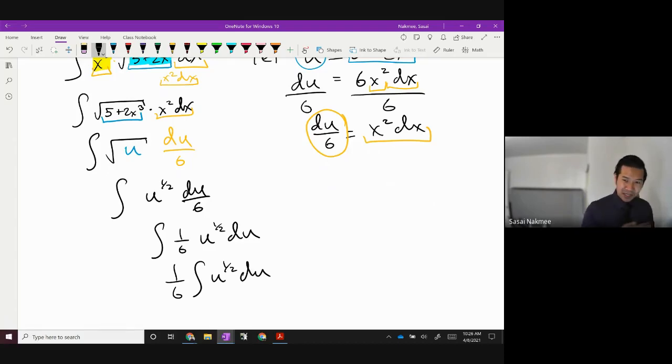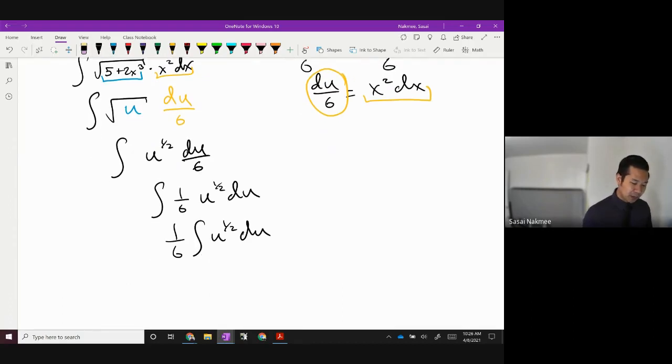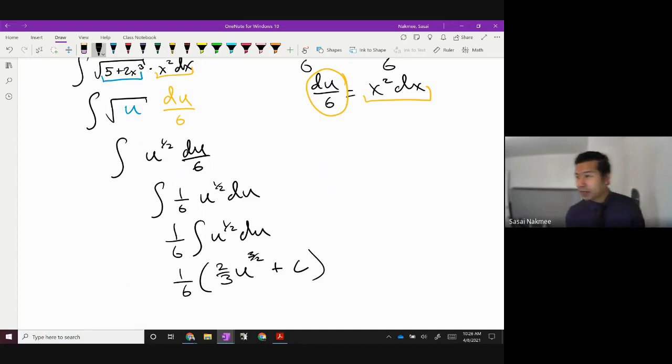And I know that's a bunch of steps there. You can actually skip those steps, but I just wanted to show it to you. Once you go from up here all the way down to here, this right here is just the power rule again, isn't it? So when I do this integral, this is going to be 1/6 times, and I just have to do this antiderivative right here. This is going to be u to the 3 over 2 times 2 over 3. And I only know this because we did this earlier, right? Plus c. Now we're almost done.